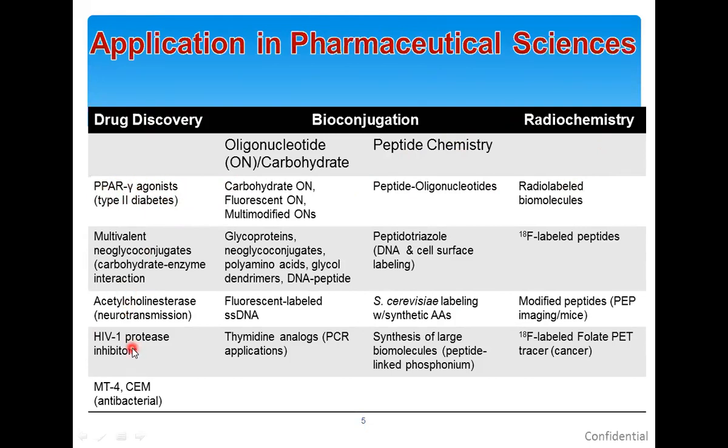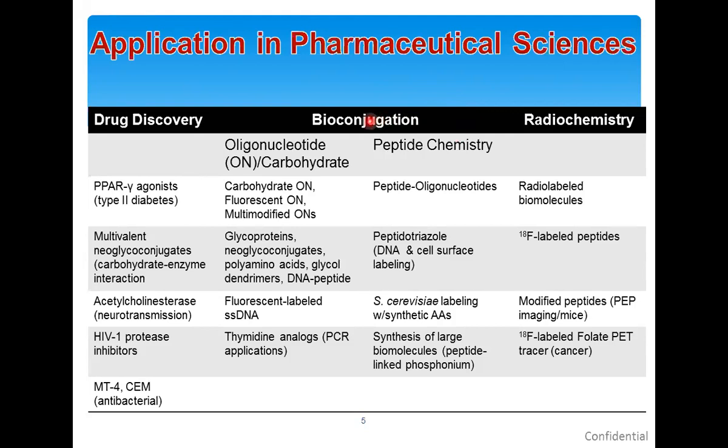Another example is that in situ click chemistry has been used to identify HRV protease inhibitors. So you can see that click chemistry is very important in discovering all these agonists or inhibitors in drug discovery. Second is bioconjugation. Bioconjugation means conjugation of your molecule to make functional molecules, biofunctional molecules. For developing these biofunctional molecules, click chemistry has been used.